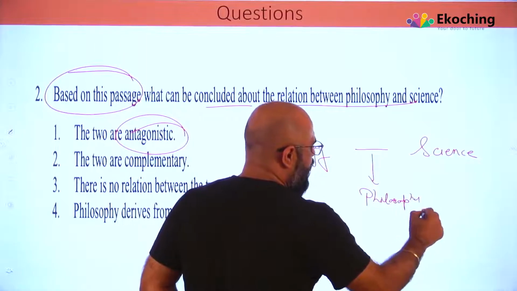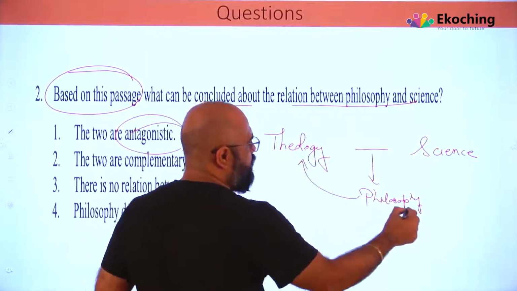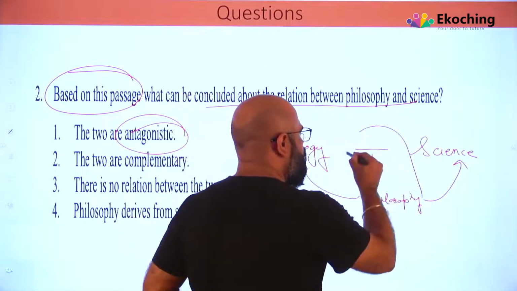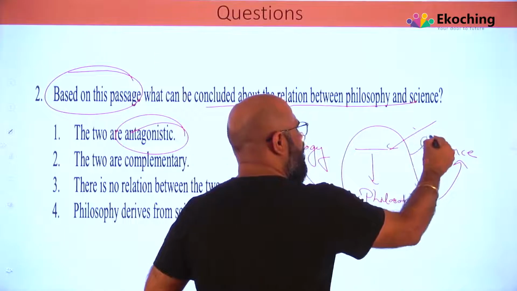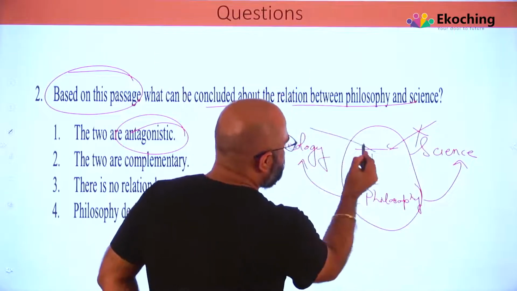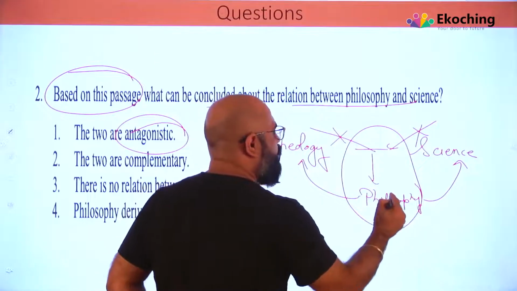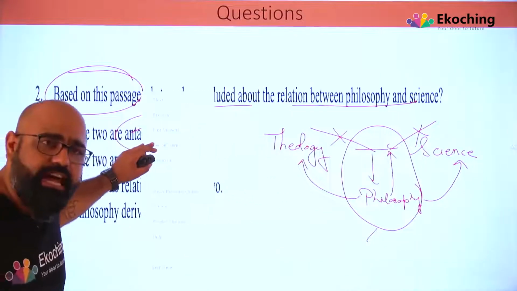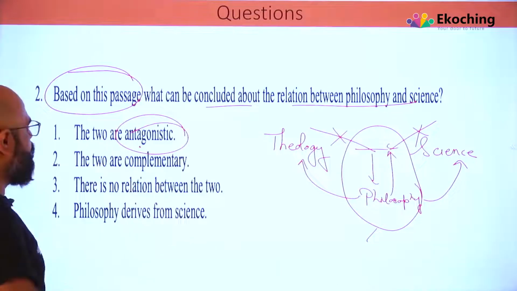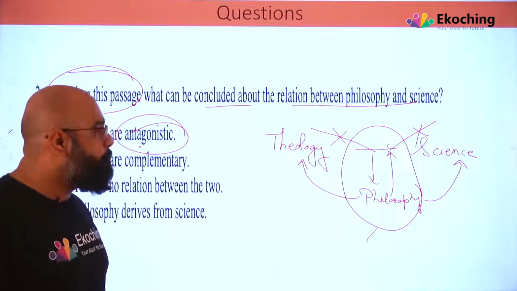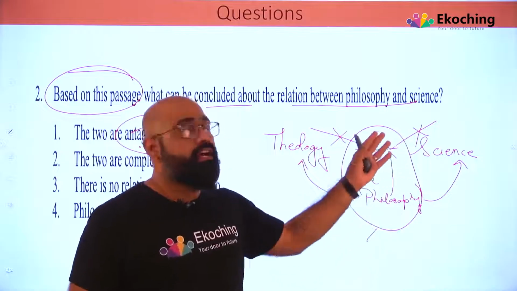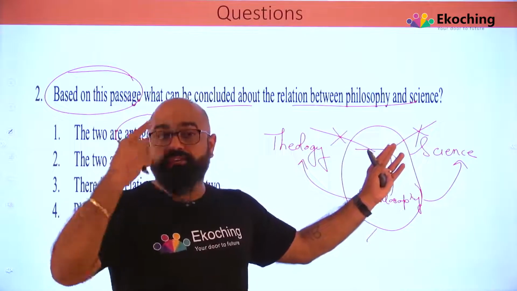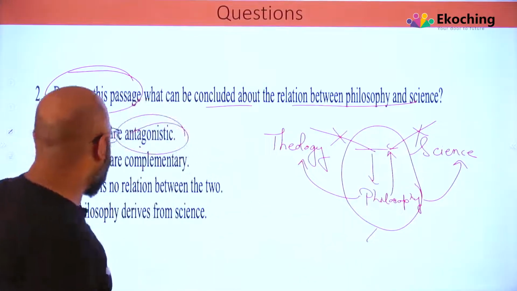Philosophy is linked with theology on certain aspects. Philosophy will link with science on certain aspects. So philosophy is trying to explain what science can't explain and what theology can't explain. That's what philosophy is trying to explain. So we can't say these two are antagonistic, they are opposite, right? That's point number one. Second, the two are complementary. The things which science can't answer, philosophy is trying to do that.